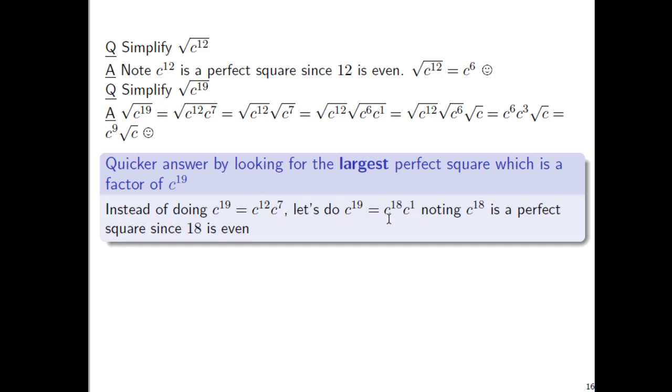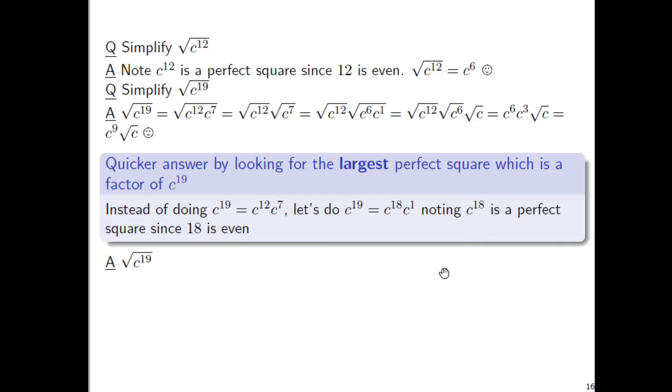The thing is, every other integer is even, right? So if you have 19 as the exponent, the largest perfect square factor is just one number smaller. It's one full unit smaller. So think of c to the 19th as c to the 18th times c, or times c to the 1st, noting that c to the 18th is a perfect square because 18 is even. Remember, when you have a base and an exponent, you have a perfect square whenever the exponent is even.